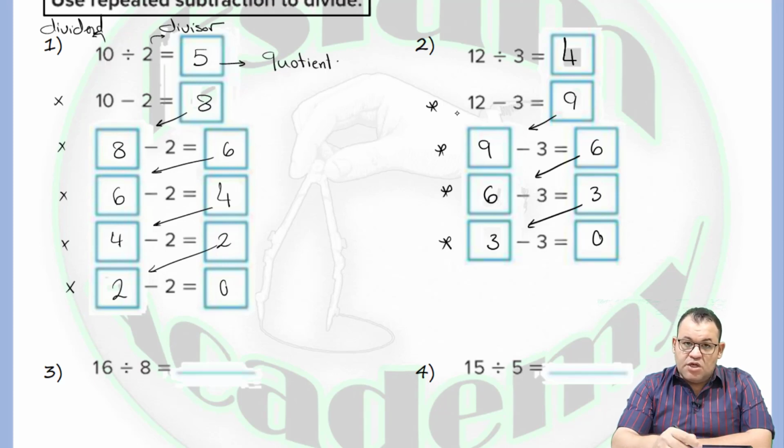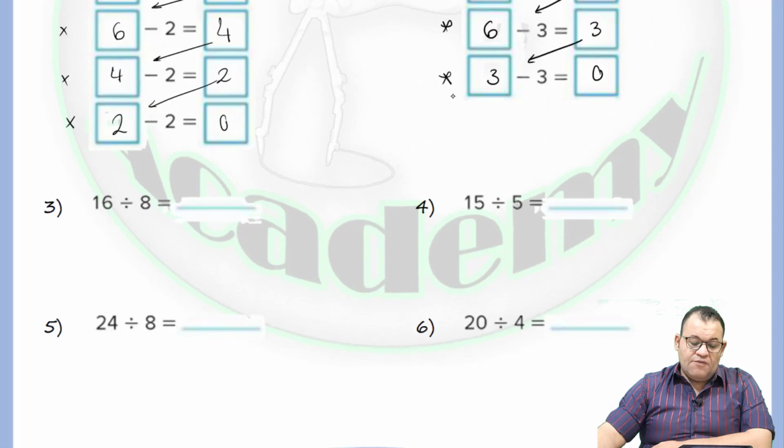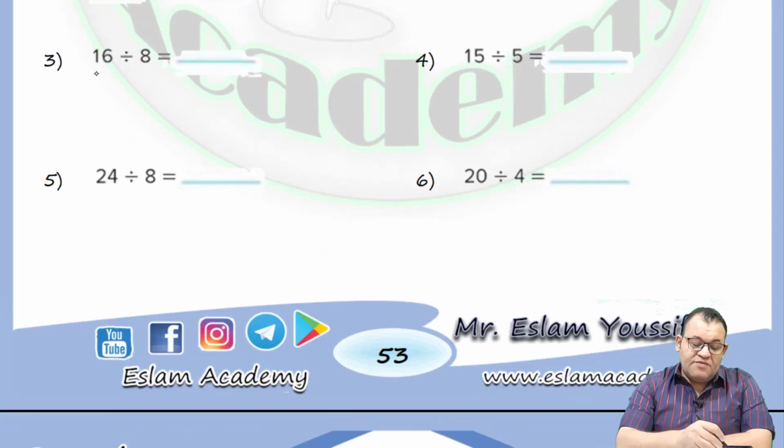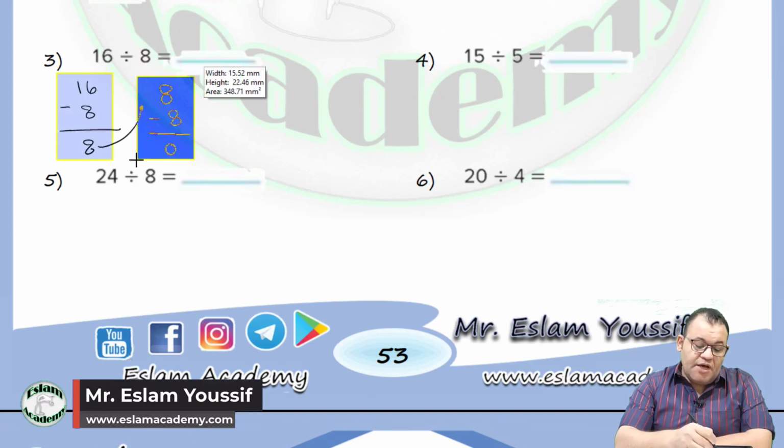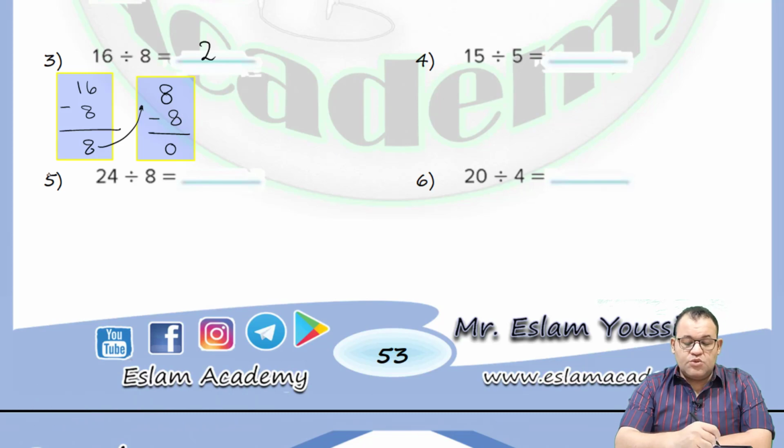So at the first I will start by subtracting until I find 0. Once we find 0, count how many times you subtract. That will be the quotient. Again for question number 3, we have 16 divided by 8. I will follow the same steps. 16 minus 8 equals 8. Again, I will use 8, and each time I will subtract 8. So 8 minus 8 equals 0. Because we subtract 2 times, the quotient will be equal to 2.